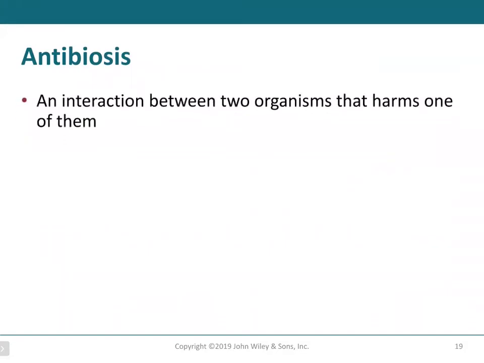Okay, antibiosis is the interaction between two organisms that harms one of them. An example here is the use of penicillin by the Penicillium fungi. Most of our antibiotics are actually derived from antibiosis, the antagonism between two organisms.